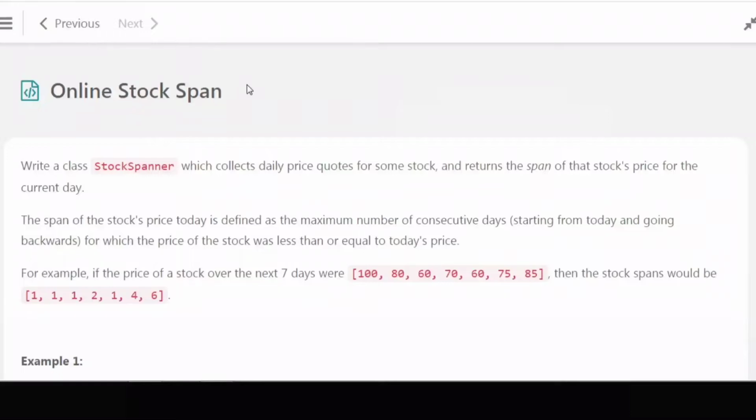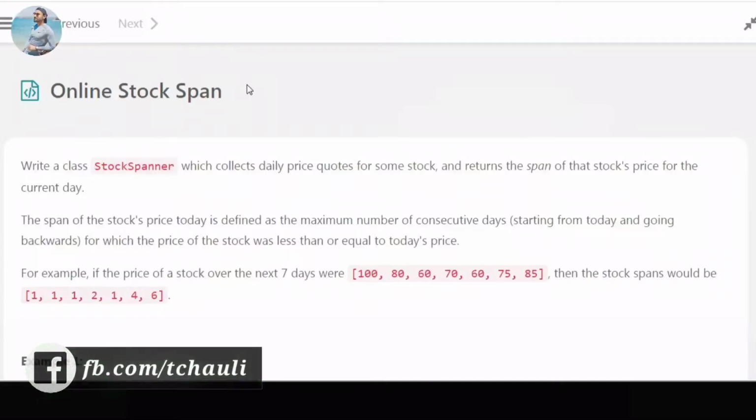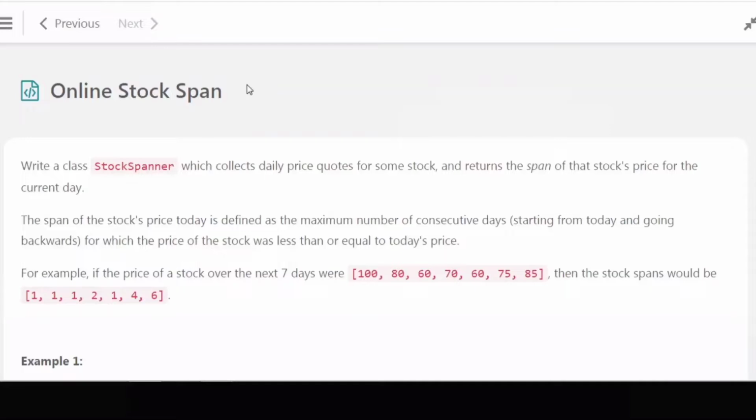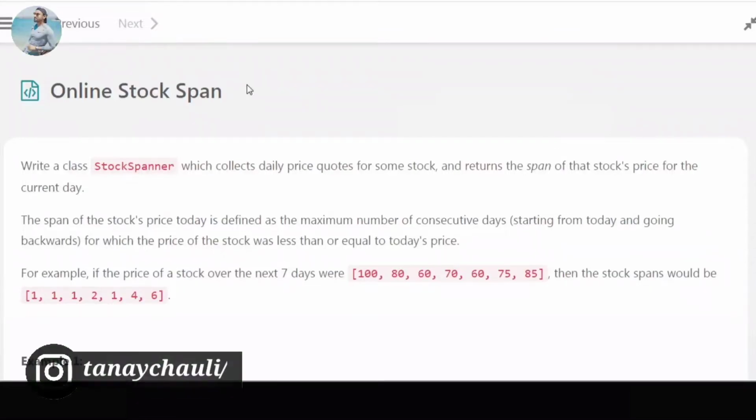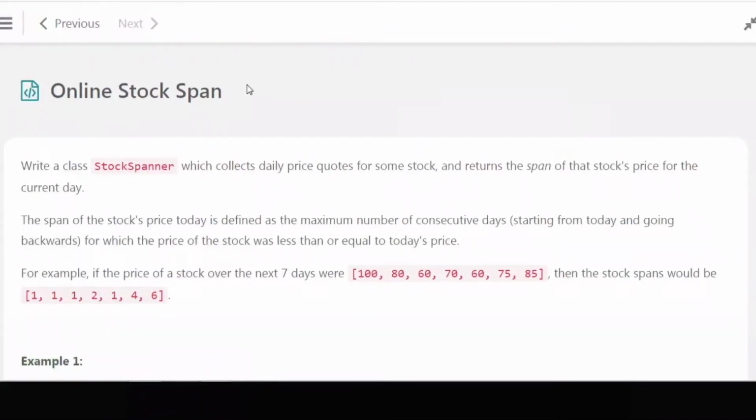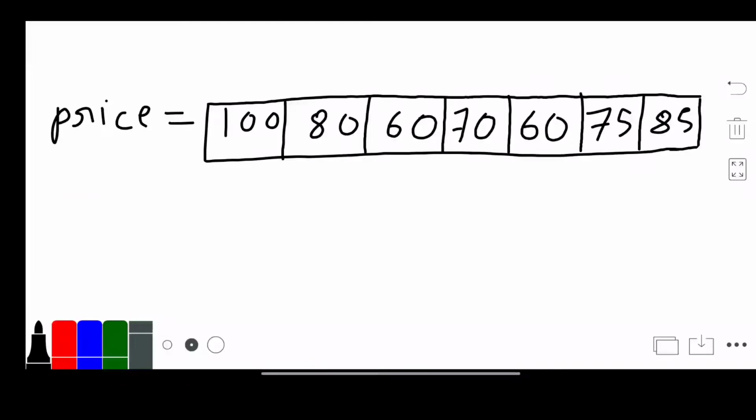For example, if the price of the stock over the next 7 days were 100, 80, 60, 70, 60, 75, 85, then the stock spans would be 1, 1, 1, 2, 1, 4, 6. I hope you find this difficult to understand. If you are not able to understand the question, I will move to pen and paper and explain it, and then we will move to the solution part. First, we understand the question using this given example.